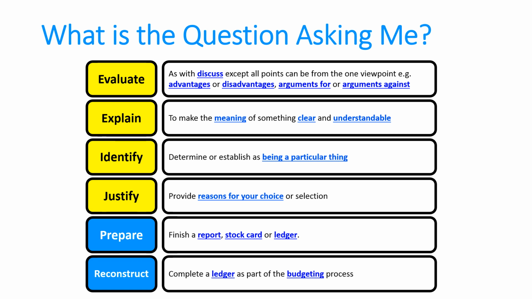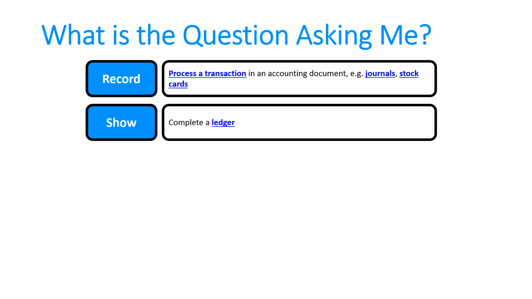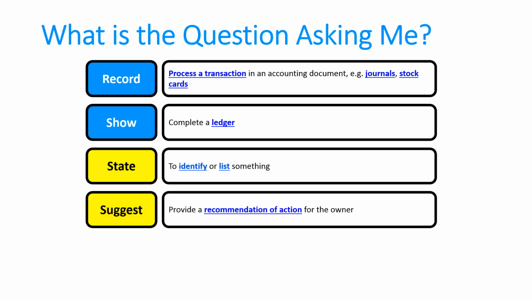Reconstruct, that is for a ledger when we are budgeting. So when we're reconstructing ledgers for future periods, that's a reconstruction. We also have record, so processing a transaction in some sort of accounting document, like a journal or a stock card. Show, which means complete a ledger. You see these questions a lot. Show how the ledger would look. State, to identify or list something. Suggest, provide a recommendation of action for the owner.